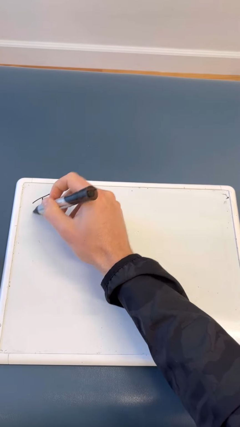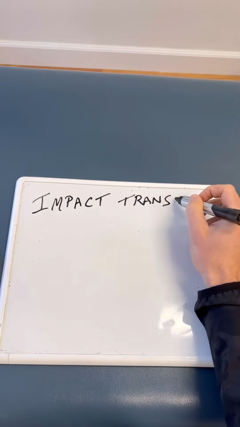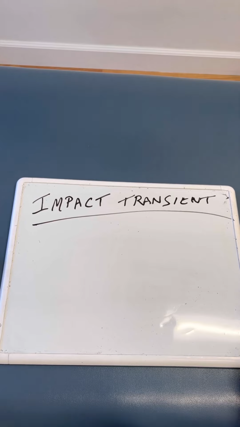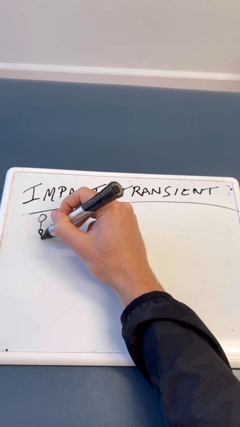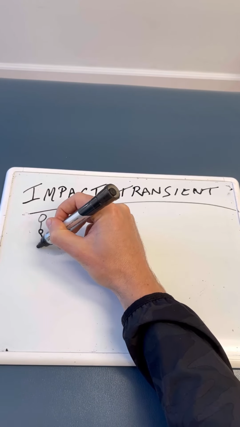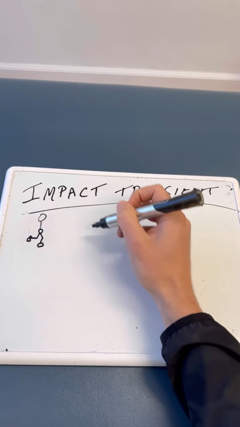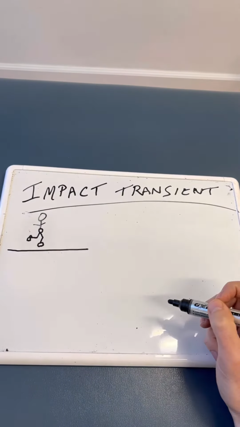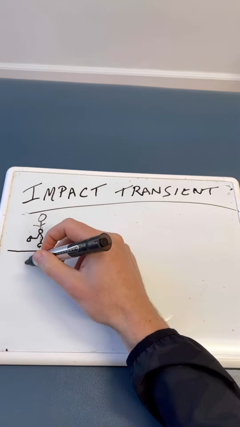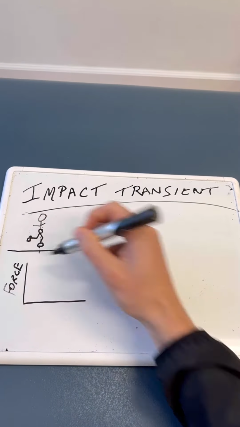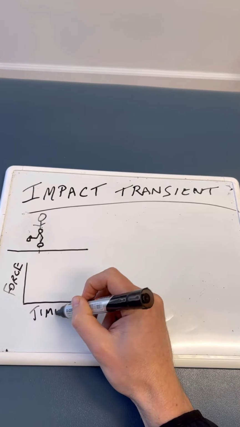Hey everybody, today we're going to be talking about impact transients in runners. An impact transient is a disruption in the normal force distribution of the lower extremity upon heel strike or upon initial contact for a runner. First, we're going to describe a more normal or ideal distribution pattern.